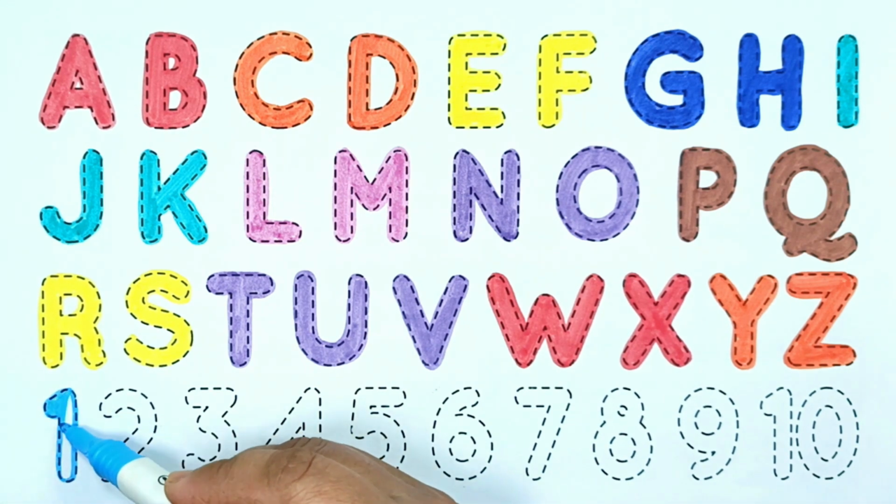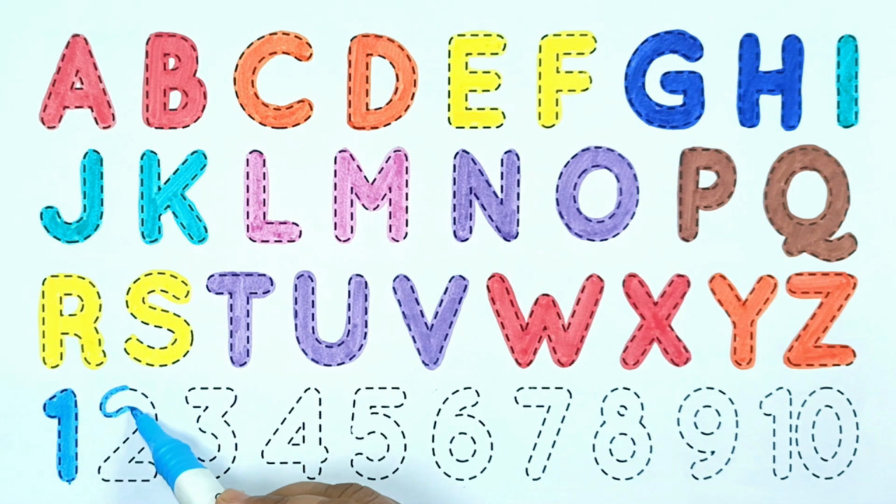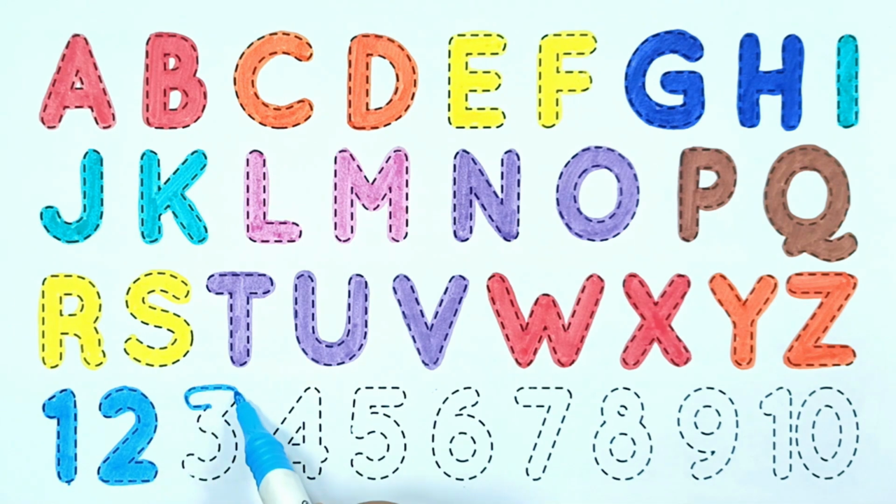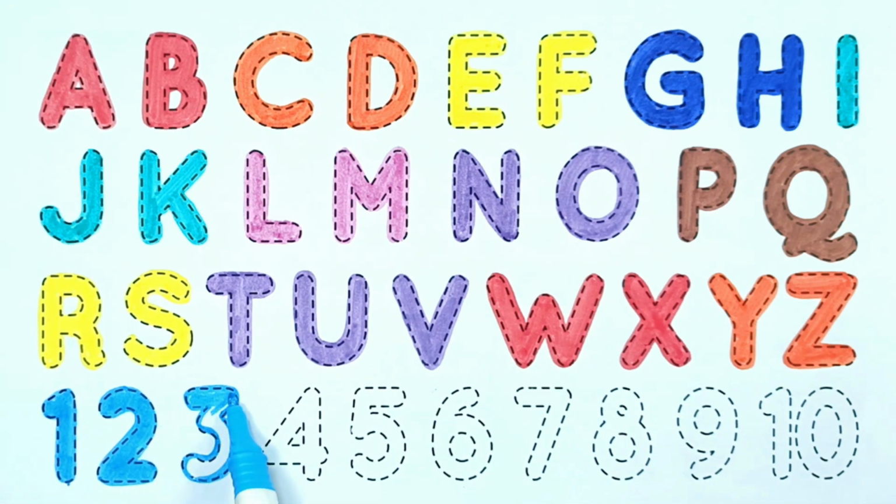1. 1 cat sleeps. 2. 2 birds fly. 3. 3 dogs play. 4. 4 cars go.